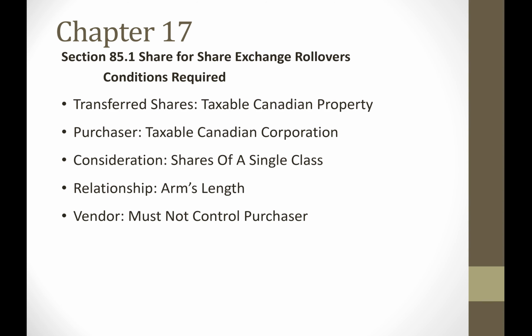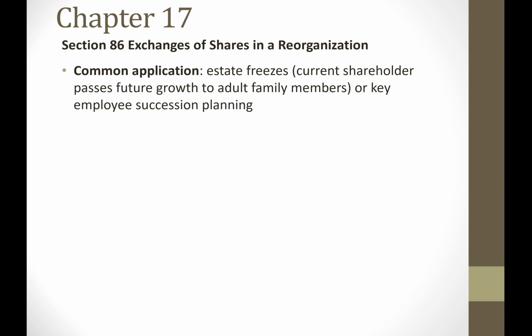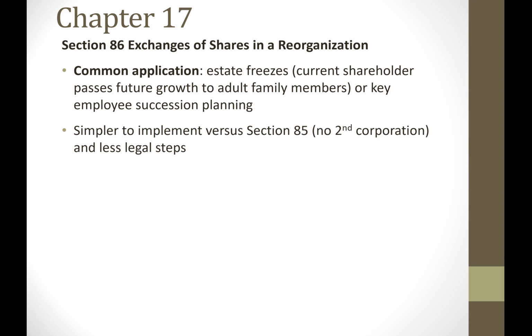The parent has this corporation that they've owned and grown for many, many years. And now they want to retire, and they want to pass the corporation on to, let's say, one of their children, or maybe to a key employee that's been vital to the success of the corporation. With a Section 86, it's simpler to implement than a Section 85.